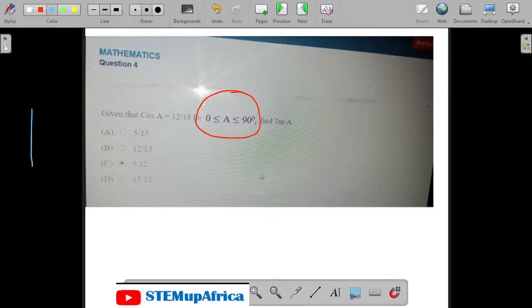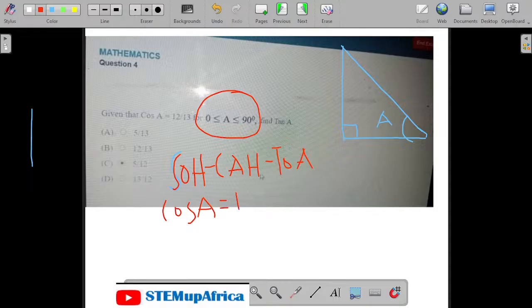It happens to be an acute angle, so I'm going to draw a triangle to depict it. Let's call here A. Here's our 90. And as you know from SOHCAHTOA, cos is adjacent over hypotenuse. They gave us cos A as 12 over 13, which is adjacent over hypotenuse. So the adjacent is 12, the hypotenuse is 13.